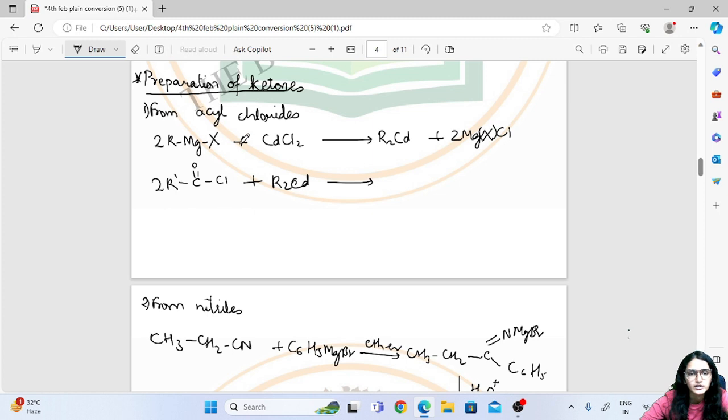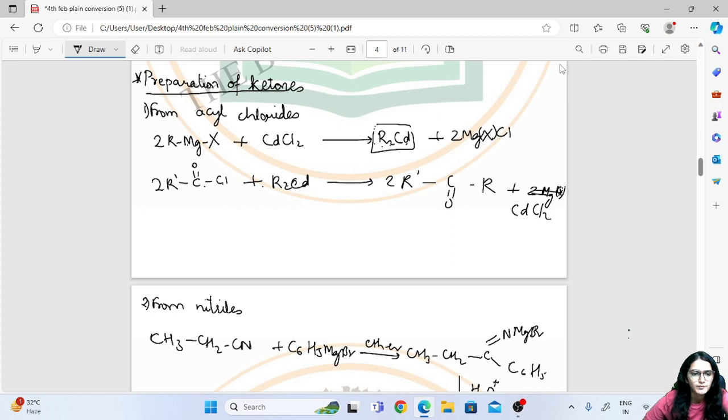So first, Grignard reagent, that is RMgX, alkyl magnesium halide, is treated with cadmium chloride to give dialkyl cadmium, that is R2Cd. When Grignard reagent is treated with cadmium chloride, we get the reagent called dialkyl cadmium plus the side product, magnesium halide. So this dialkyl cadmium is used to prepare the ketone group. This dialkyl cadmium is then reacted with acyl chloride, and when we react these two, we get the respective ketone, R'COR, plus the side product CdCl2.